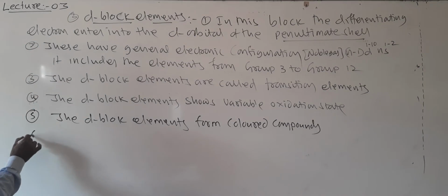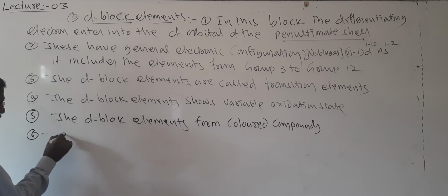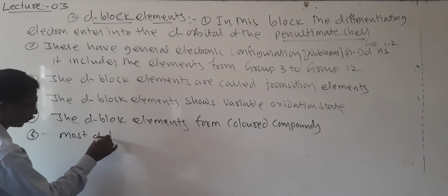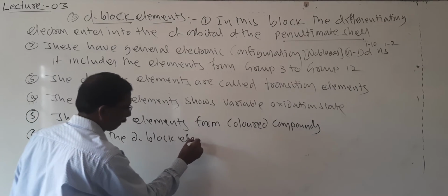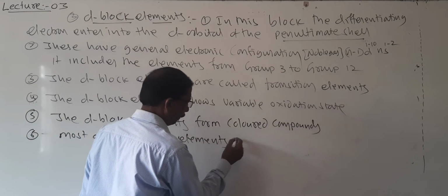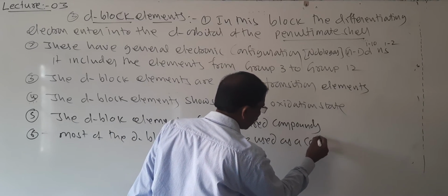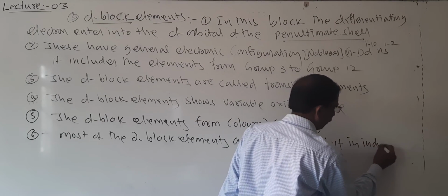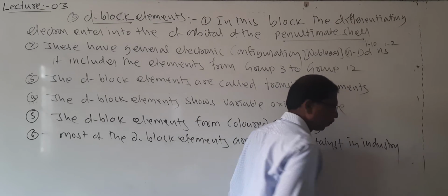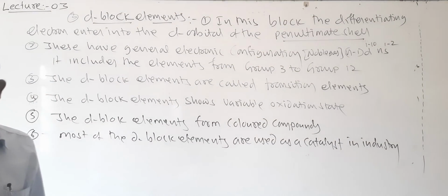And then most of the d block elements are used as catalyst in industry. These are used as a catalyst in industry.